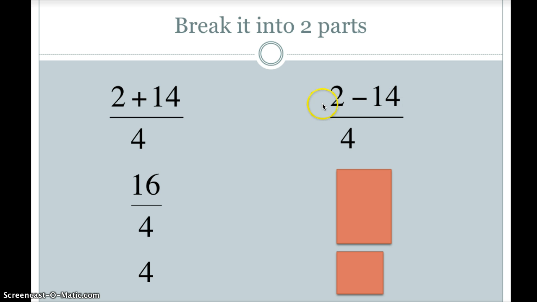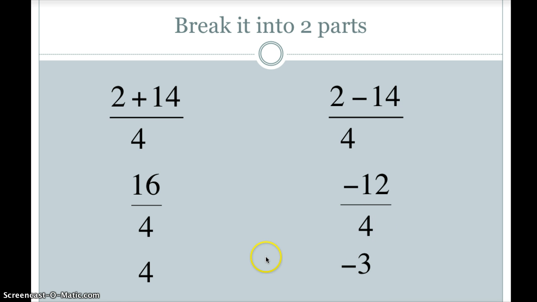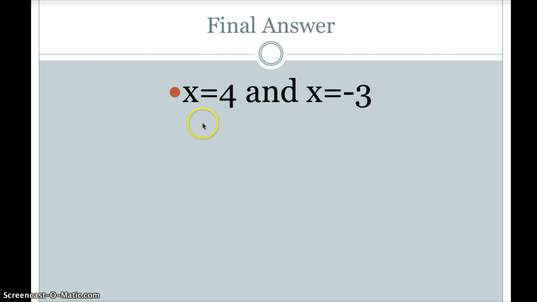My second part that I'm going to do is the subtraction, so I do 2 minus 14. Again, do the numerator first. So 2 minus 14 gives me negative 12, and it's still divided by 4. Negative 12 divided by 4 is going to give me negative 3. So my answers are 4 and negative 3. Again, final answers, 4 and negative 3.